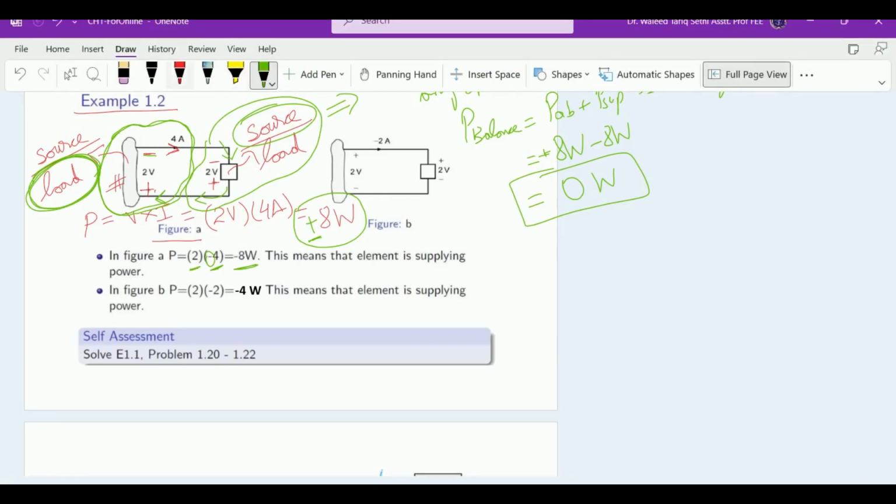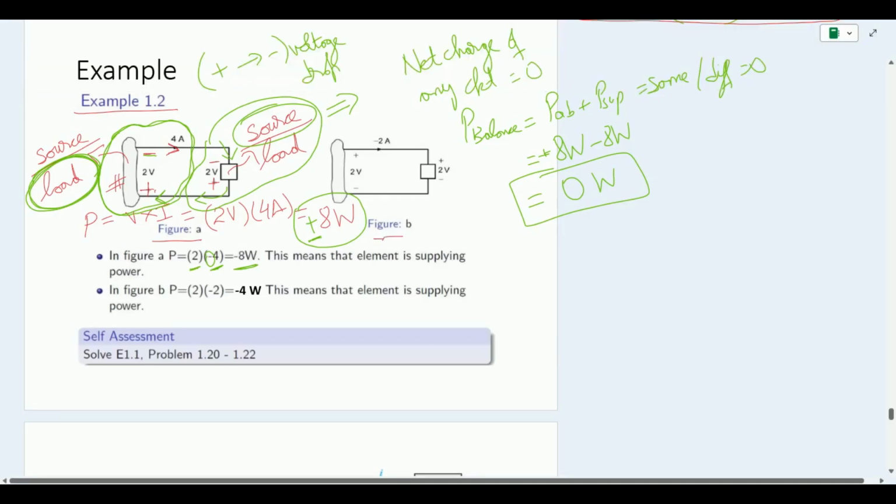What about B? Let us look at image B and see what is happening over here. So again, let us find the power for this element and power for this. So I'm going to use this side. So for the left scenario, power is equal to voltage into current. We know that the voltage is 2 volts, current is minus 2 amperes.